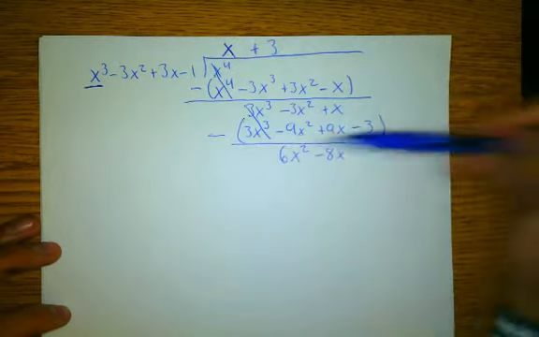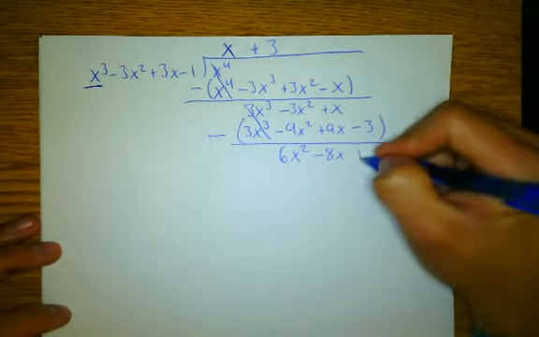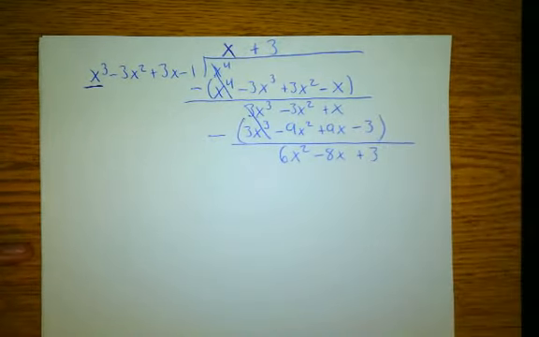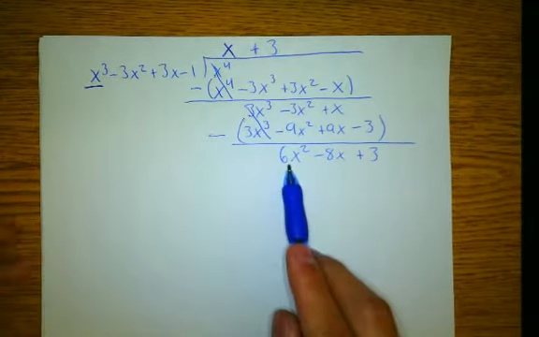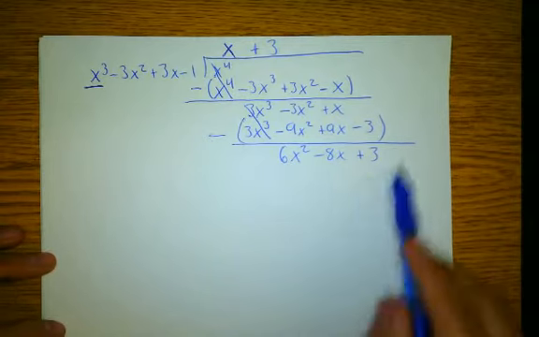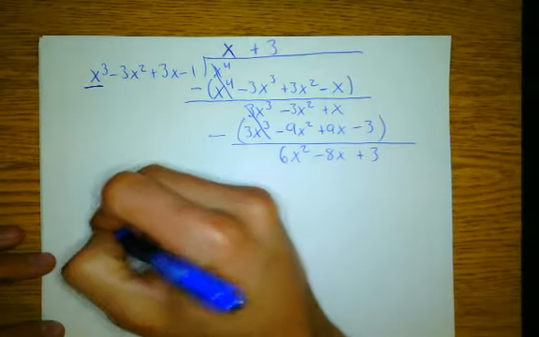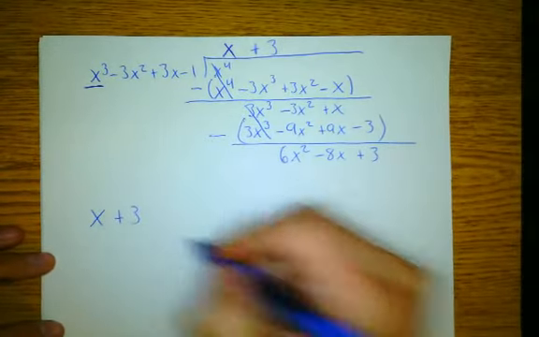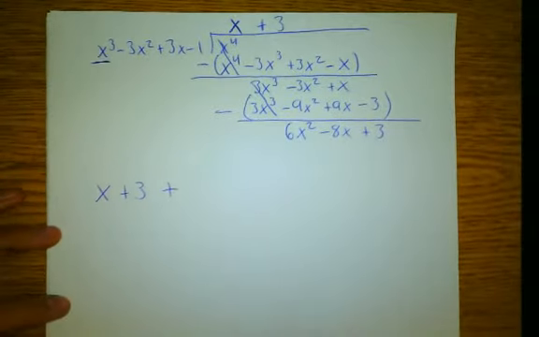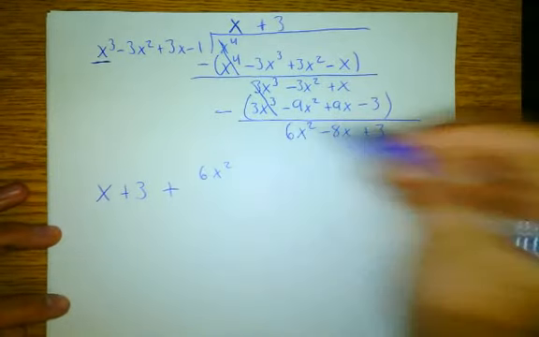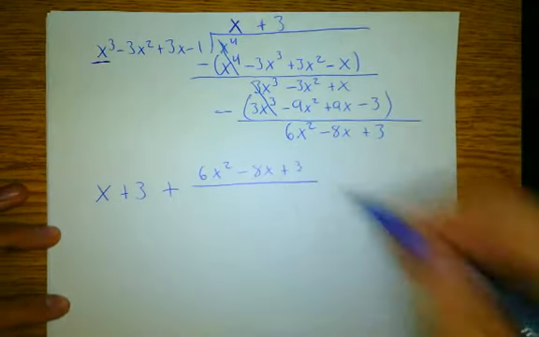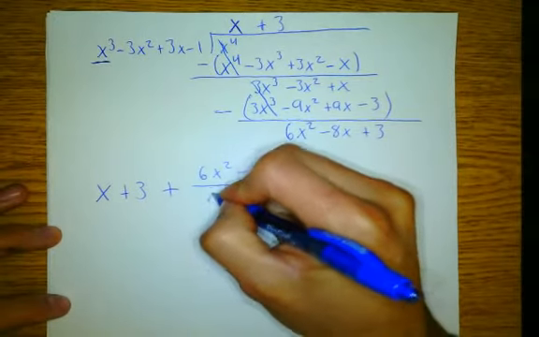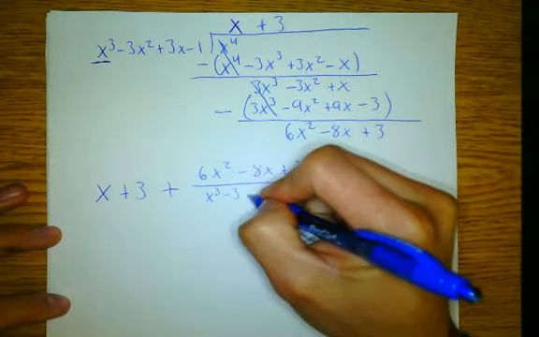Can you multiply this by anything to get 6x squared? No. What did you have to do with your remainder? So your answer would be x plus 3 plus what? 6x squared minus 8x plus 3 divided by what? X cubed minus 3x minus 1. Agreed? Yes? All right. We reviewed binomial expansion.